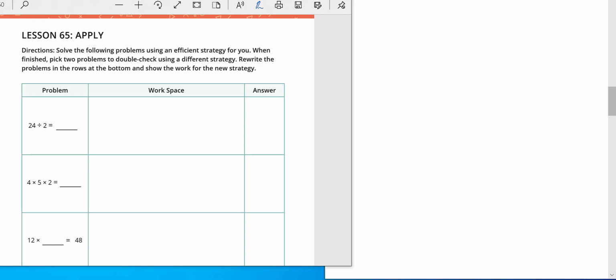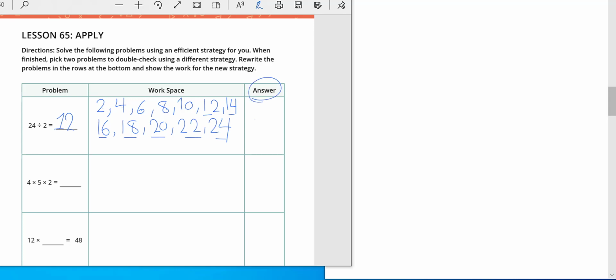To use the division operation, you can use skip count, so we can skip count from 2 up to 24. In the workspace, write 2 plus 2: 4, 6, 8, 10, 12, 14, 16, 18, 20, 22, and 24. Now how many steps did we use in skip count? 1, 2, 3, 4, 5, 6, 7, 8, 9, 10, 11, 12. So we use 12 steps to get to 24, so the quotient is 12.